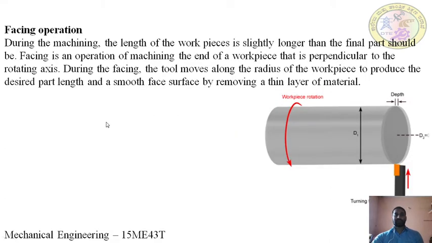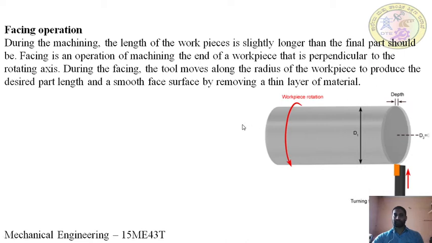So next is the facing operation. In the facing operation, instead of moving the tool across the workpiece, it is moved towards the axis of rotation of the workpiece. The tool is moved perpendicular to the axis of rotation of the workpiece. Instead of moving the tool in a longitudinal direction, the tool has to be moved perpendicular to the axis of rotation.